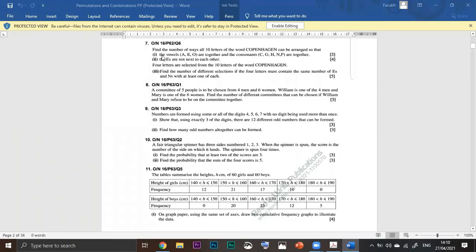In question number 7, find the number of ways the 10 letters of the word Copenhagen can be arranged so that the vowels A, E, O are together and the consonants are together. Question number 7, part number 1.